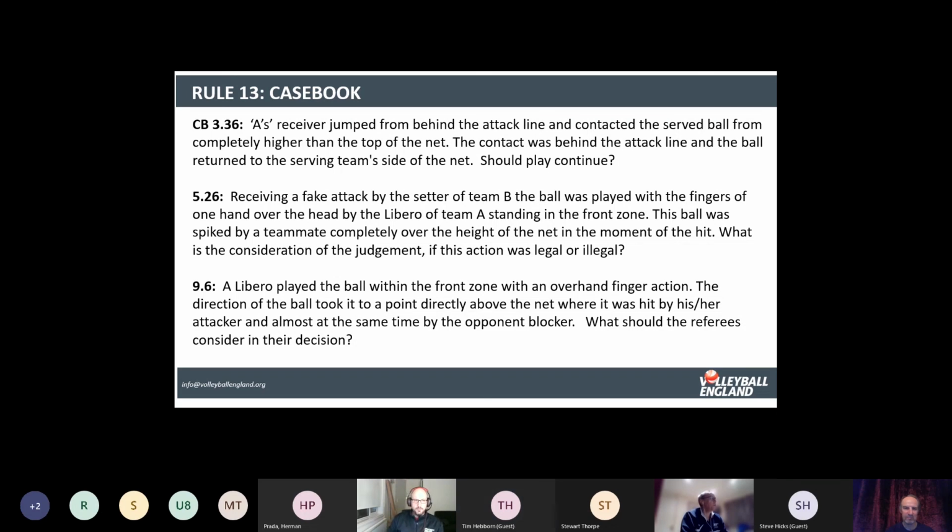So 5.26, you saw the video of this one. Receiving a fake attack by the setter of Team B, the ball was played with the fingers of one hand over the head of the libero of Team A standing in the front zone. This ball was then spiked by a teammate completely over the height of the net at the moment of the hit. What is the consideration of the judgment if this action was legal or illegal?